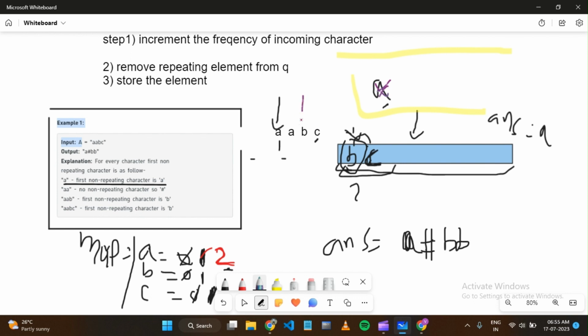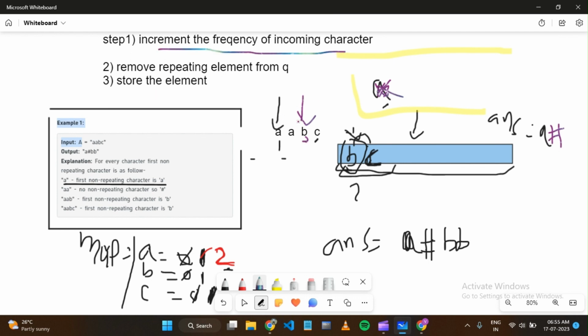Okay, so now move forward. Incoming element is B. If we have popped our element and the queue is empty, we will store hash in our answer. If something was present in the queue, then we take that element, and if nothing is there, then we take hash. Now again we have incremented the iterator, and now it is representing B.